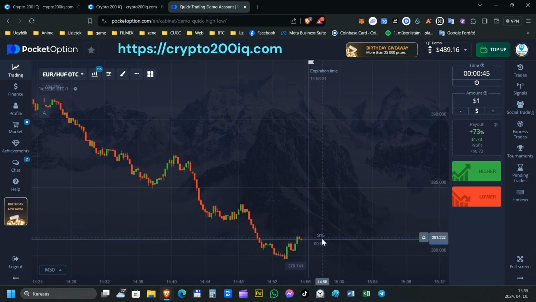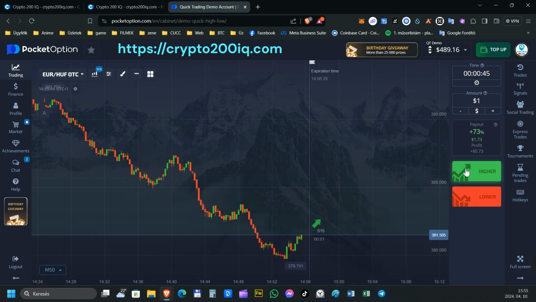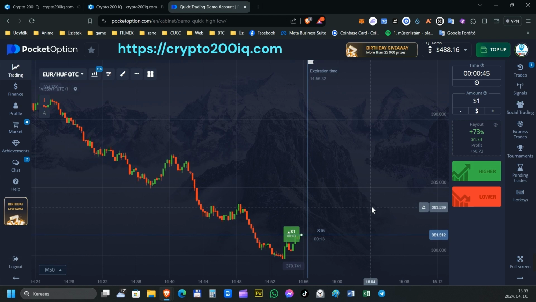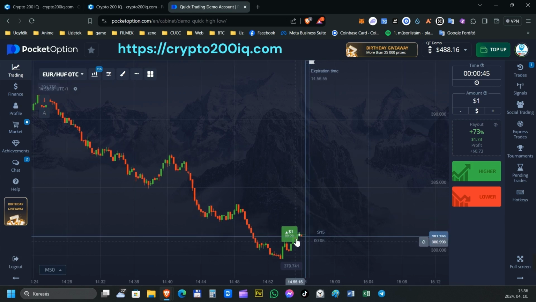Right now, I'm on a demo account to demonstrate. At this point, we bet whether the price will go up or down. If I press the bet, and I bet upwards, then in 45 seconds, if the price is higher than our starting point, I win the bet. Otherwise, I lose the bet.